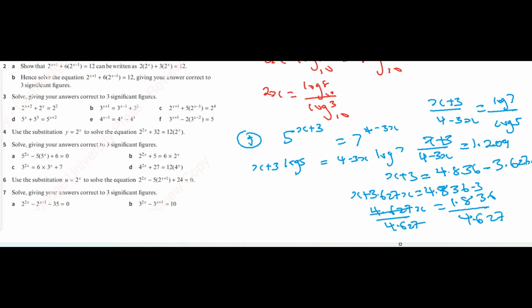So I divide through by the coefficient of x, which is 4.627. So this cancels this. When I divide by 4.627, my final answer x is equal to 0.3968 to 4 dp, and that's the answer. So what we do to that question is introduce log to both sides. When you introduce log to both sides and you solve, you should be able to navigate.